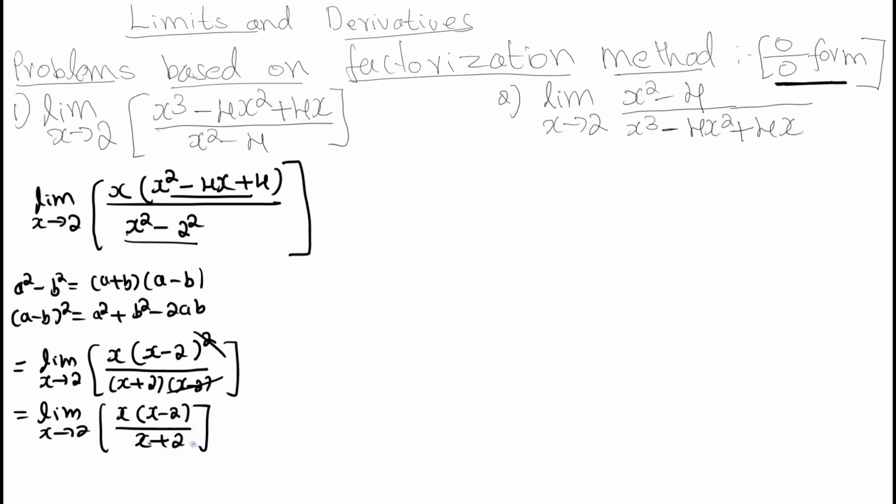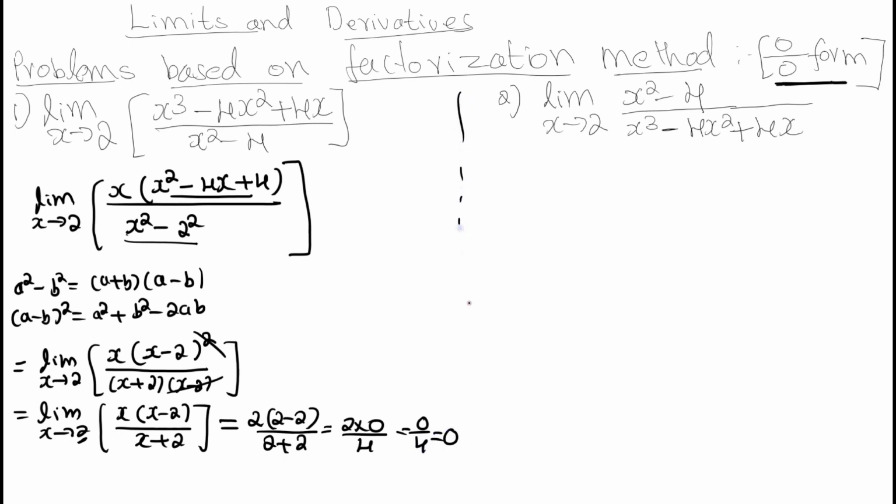Okay, now substitute the limit. It's equal to, x value here we need to take as 2, so 2 into 2 minus 2 divided by 2 plus 2. So 2 minus 2 is 0, 0 into 2 divided by 4, 0 by 4 we will get, it's equal to 0 itself.